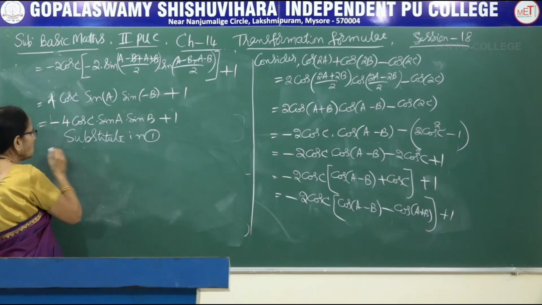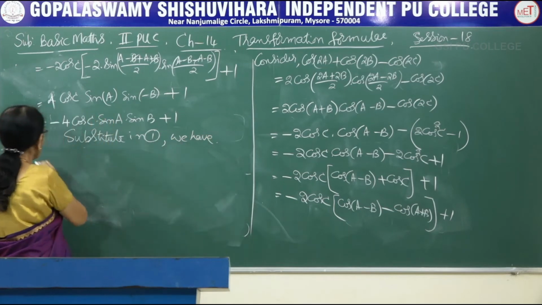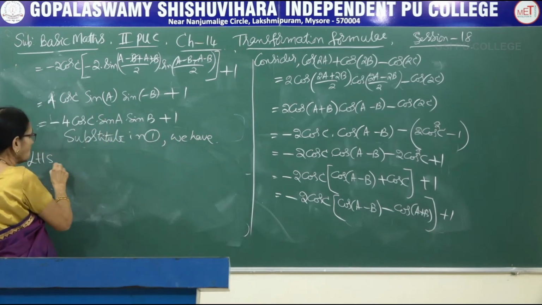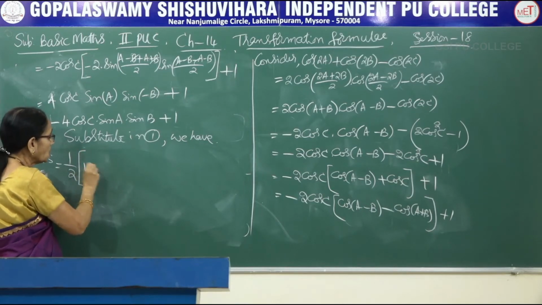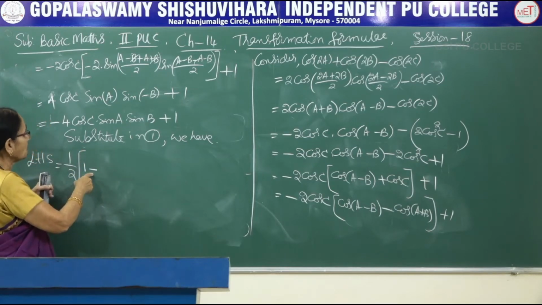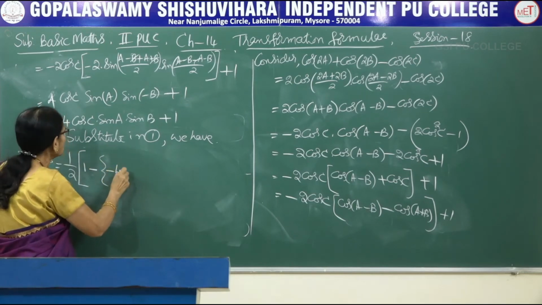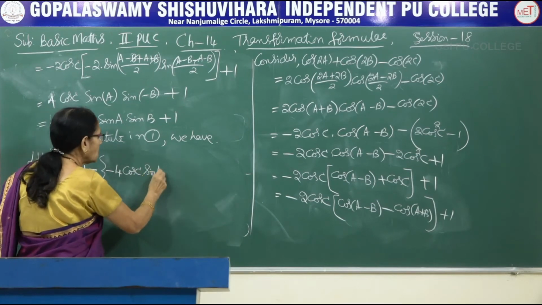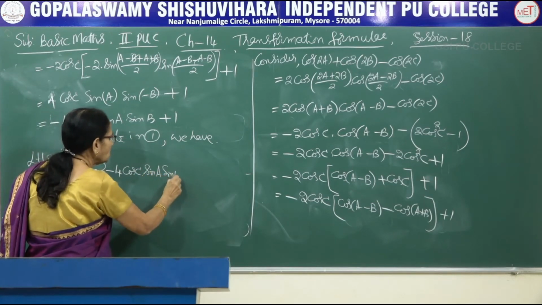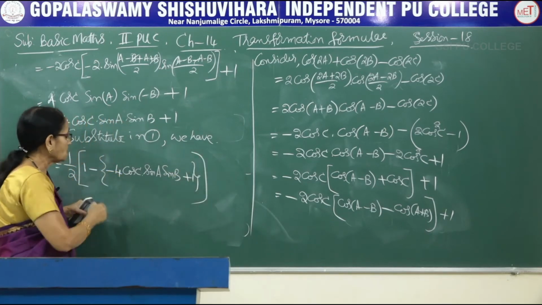Substitute in 1, we have the left hand side, LHS. So outside we had half into 1 minus, it was a minus sign, so write like this, minus of all those things: minus 4 cos C into sin A into sin B, then plus 1. Close the bracket. That is important.